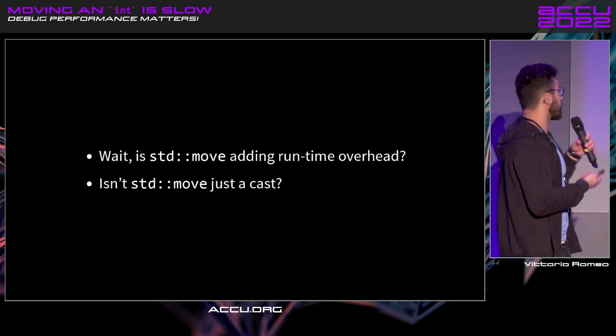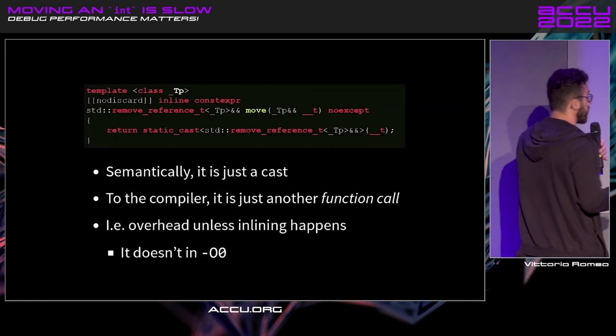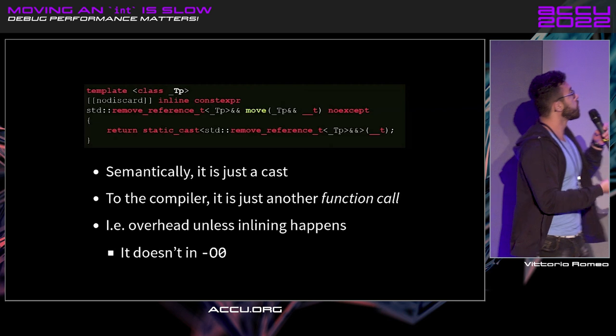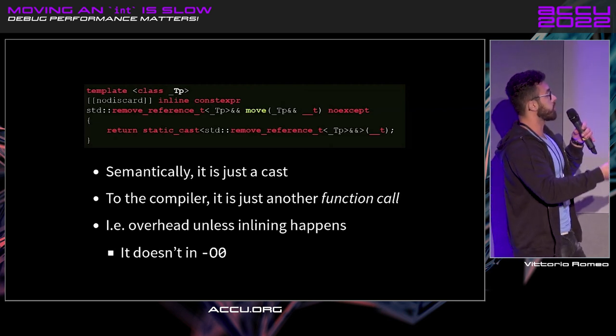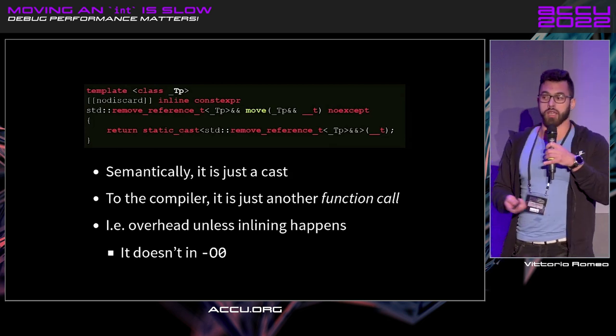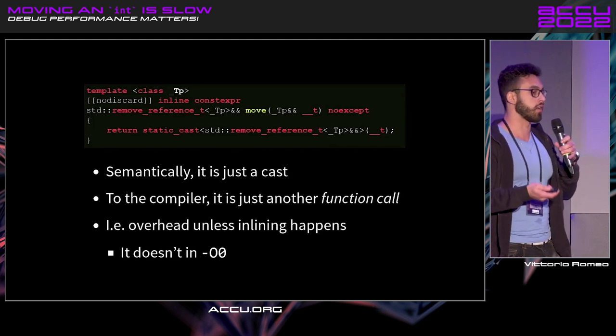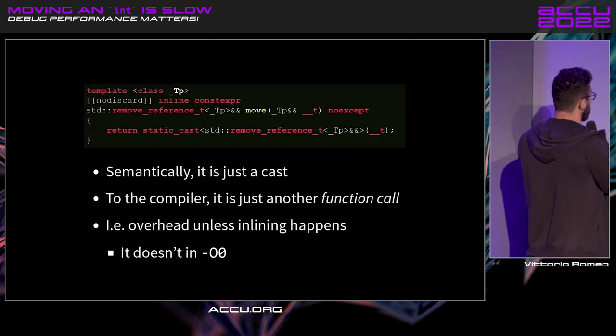And you are right, semantically speaking, because that is just a cast. But to the compiler, it is just another function call. You know, move is just a regular template function. It is inline, it's constexpr, it's noexcept, but it doesn't matter. If you have all optimizations disabled, then it will likely not be inlined, and you will get some performance overhead because of the function call. And it doesn't happen in O0.